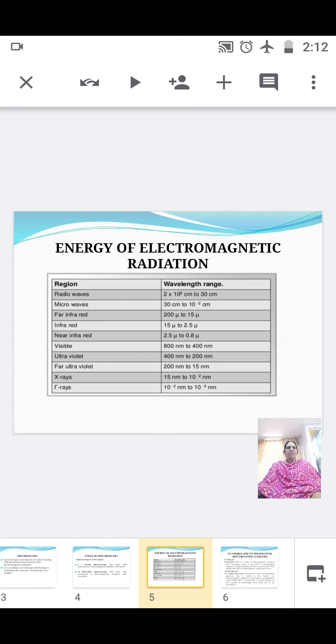And the microwaves which are from 10 power minus 2 centimeters to 30 centimeters. And radio waves which range from 30 centimeters to 2 into 10 power 6 centimeters. So this is the energy, the electromagnetic spectrum ranges between these wavelengths. The wavelength range is observed in the figure shown.